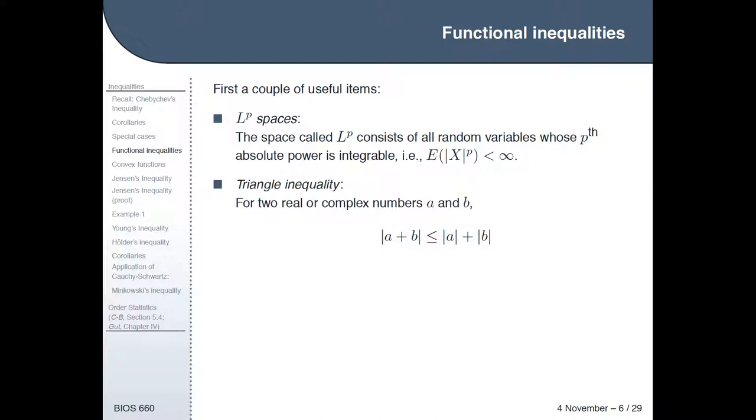And hopefully most of you have seen this before: the triangle inequality. If you have two real or complex numbers, the absolute value of a plus b is less than or equal to the absolute value of a plus the absolute value of b. Fairly easy to prove. You'll get to do it on an upcoming homework assignment.